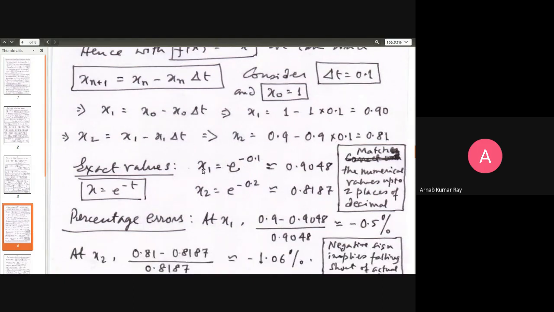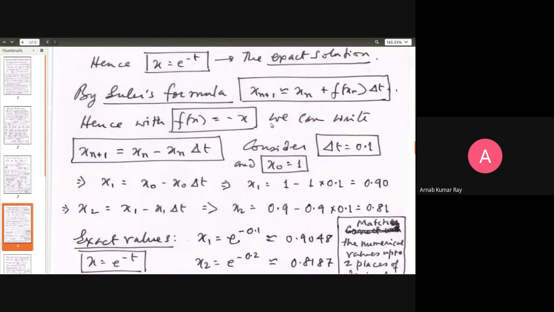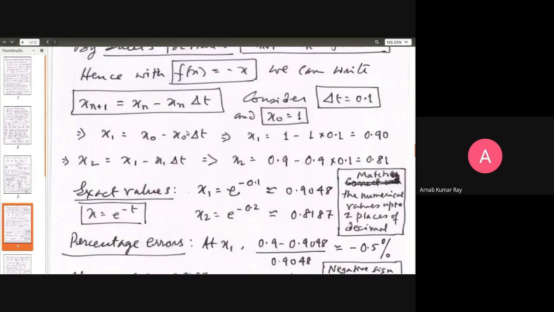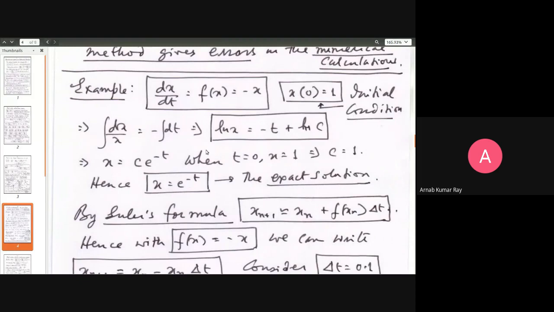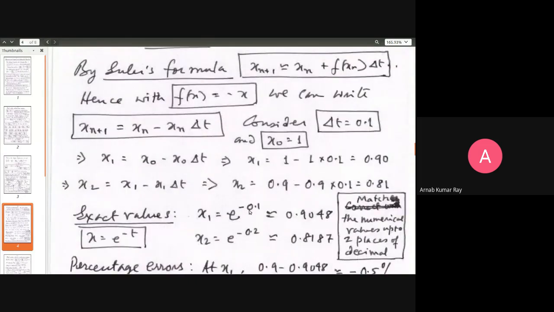So exact values of x, by this exact integral solution, will be: x naught is equal to e raised to 0. x1 will be e raised to minus 0.1, the step size. That is 0.9048. Then another 0.1 step size, e raised to minus 0.2, x2 is equal to 0.8187.